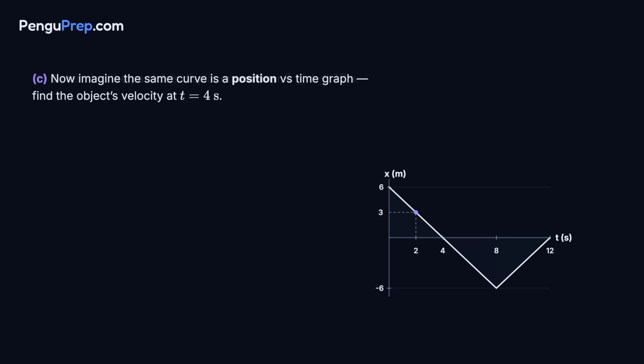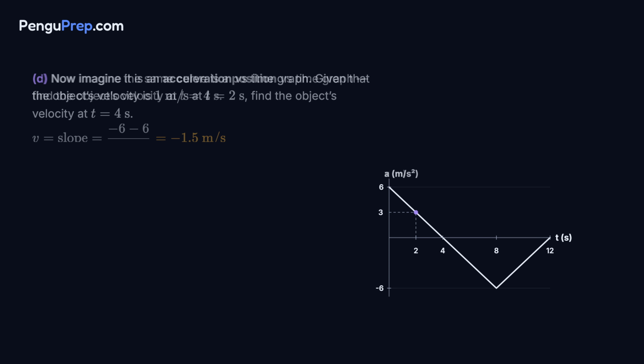If this is the position graph, then the object's velocity is the slope of this graph. The slope is negative 1.5, so the object's velocity at t equals 4 seconds is negative 1.5 meters per second. Here's the idea behind part D.